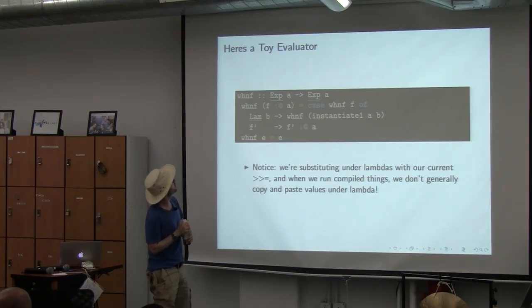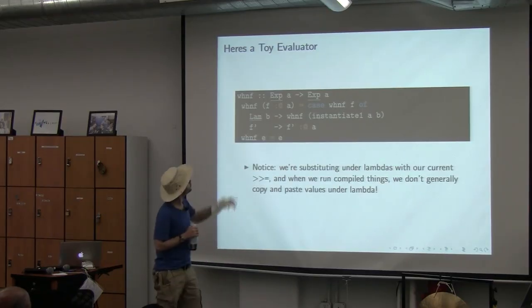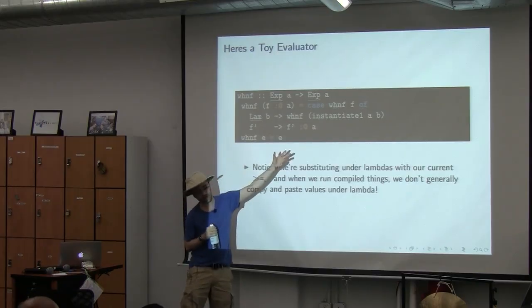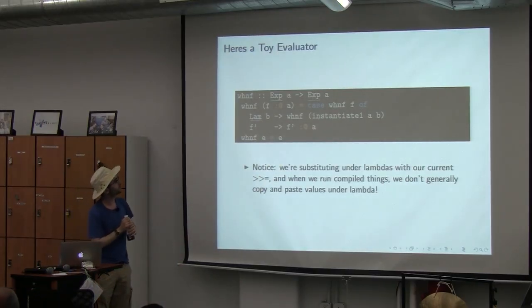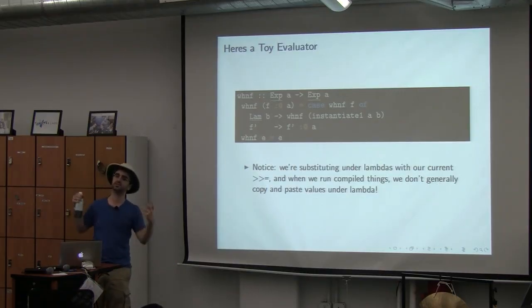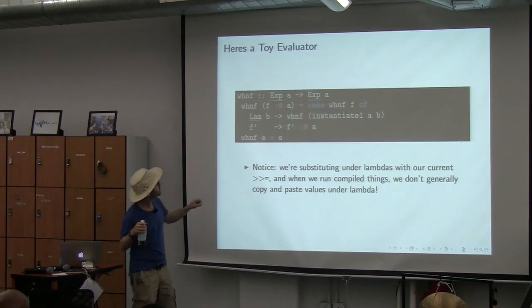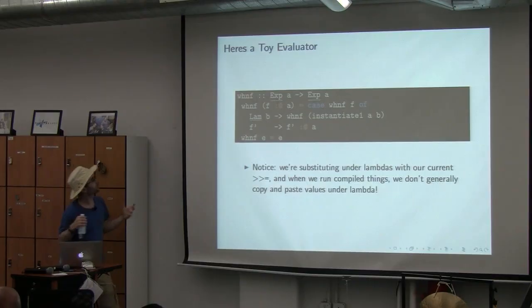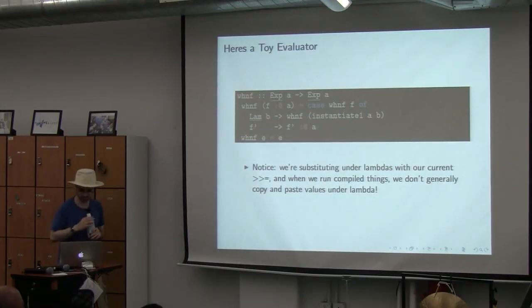So what's going on here? When we have a function application, if we have a lambda, apply it: do a substitution of the value for the variable that's implicitly captured by this lambda. Otherwise, if it's something that we can't reduce to a lambda, just return the application. And anything else, we just return it.